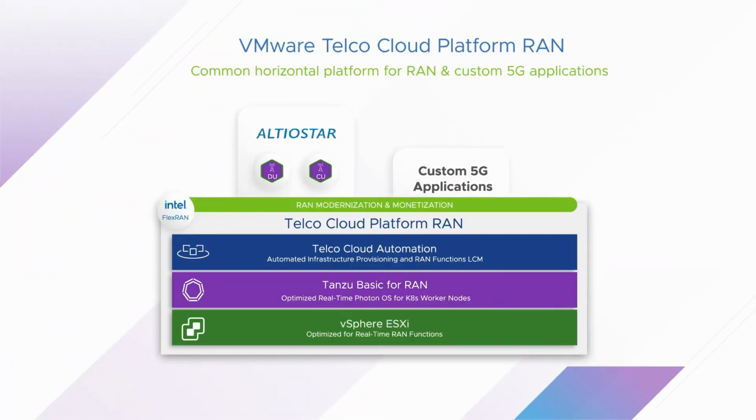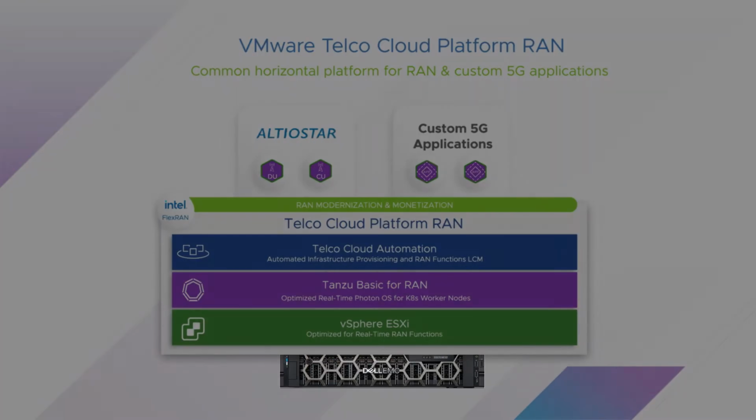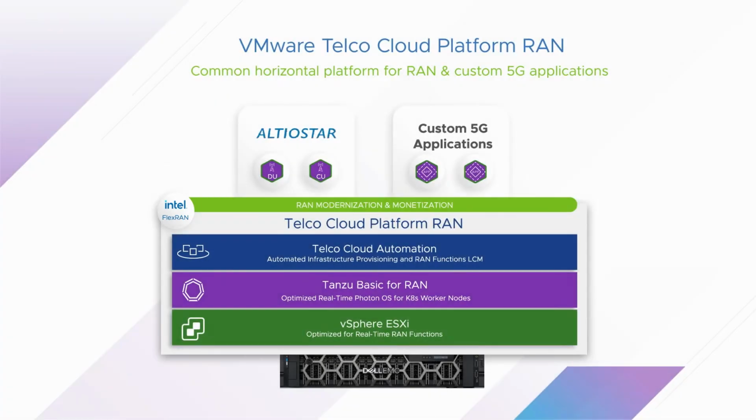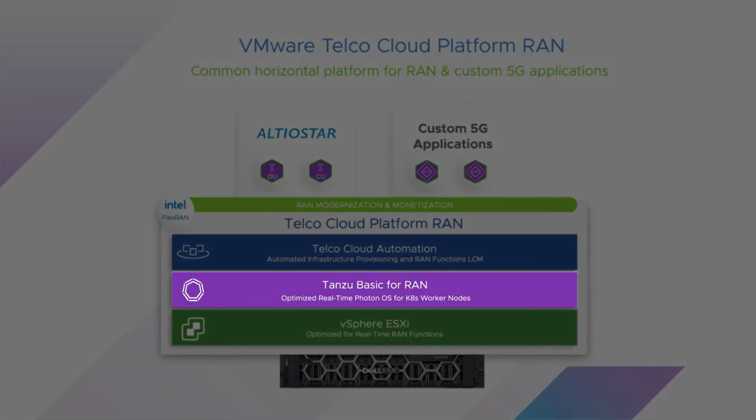Welcome to the VMware Telco Cloud Platform RAN demo. Powered by Dell EMC PowerEdge servers and Intel FlexRAN, Telco Cloud Platform RAN helps service providers modernize their RAN with simple steps. Telco Cloud Platform RAN includes VMware Telco Cloud Automation to automate the instantiation and provisioning of RAN platform and VMware Tanzu Kubernetes Grid through automation, all while managing the lifecycle of vRAN functions.